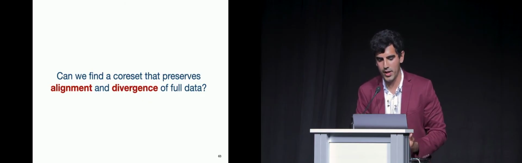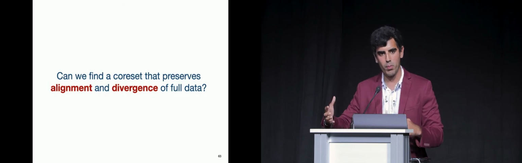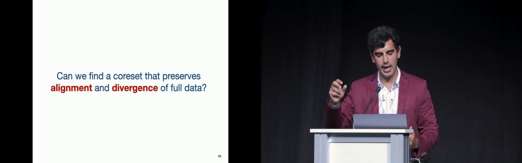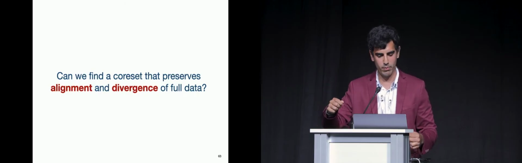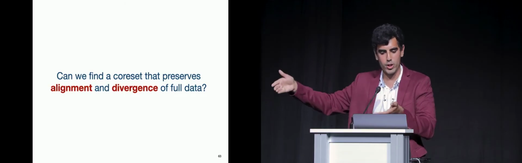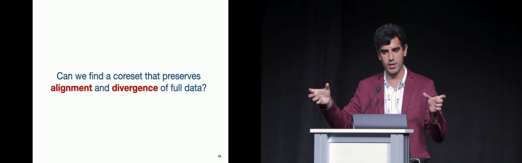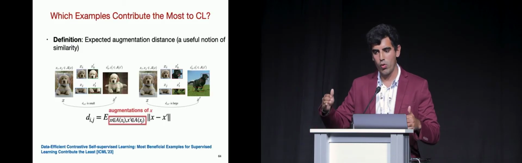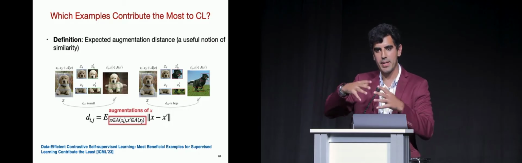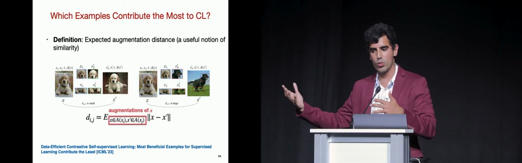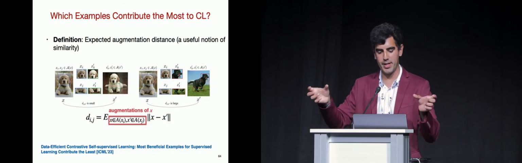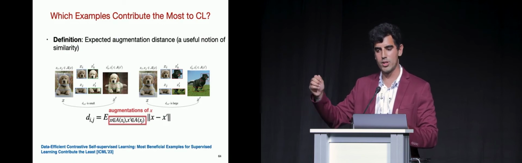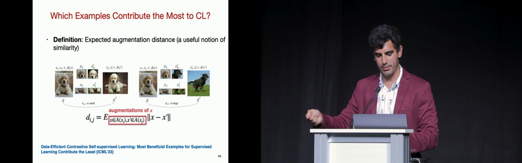And that kind of gives us a starting point, right? Because now we can break down our problem into trying to find a core set or a subset that preserves alignment and divergence of the full data. We're no longer trying to just directly match contrastive learning performance. We can break it down into these two terms. And if we can do so, we can effectively match the gradient. So like the same guarantees we had in the supervised learning case, we can recover them just by matching alignment and divergence. And then, of course, we can guarantee that the performance of training on the subset is going to be similar to the performance of training on the full data.